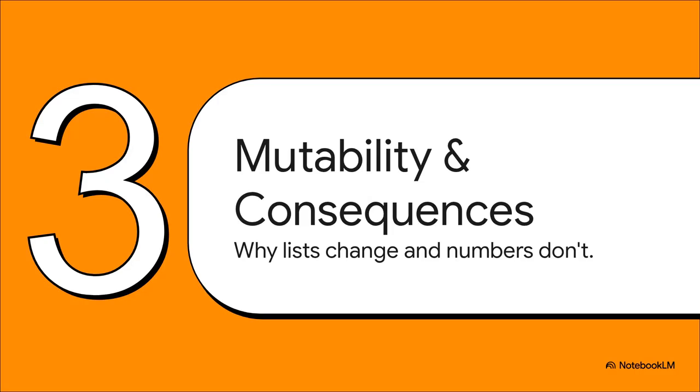This whole sticky note idea perfectly explains why some data types, like our lists, seem to change inside a function while others, like numbers or strings, don't. This all comes down to a concept called mutability. Let's break down what that means.